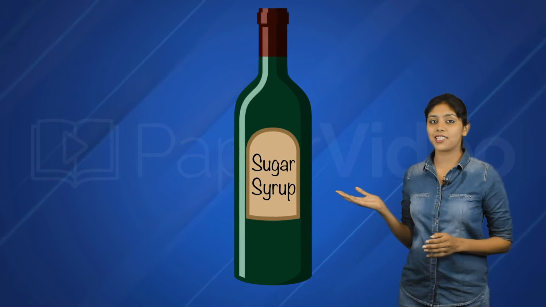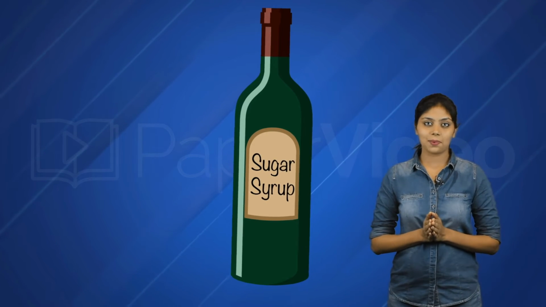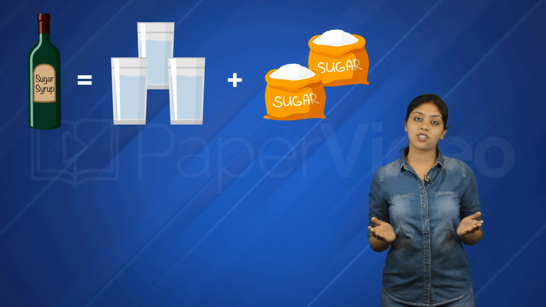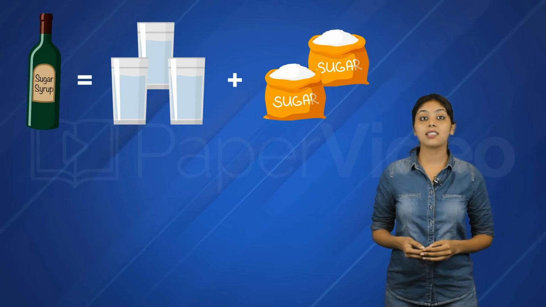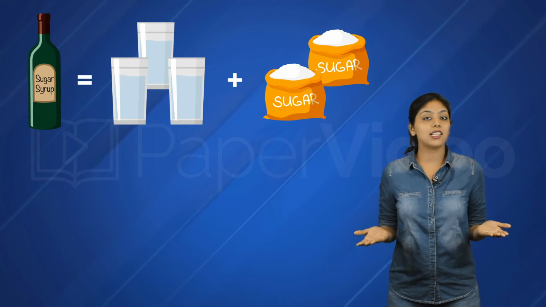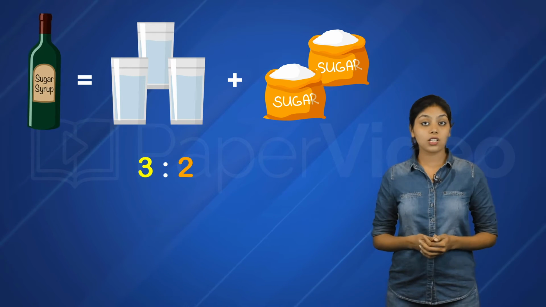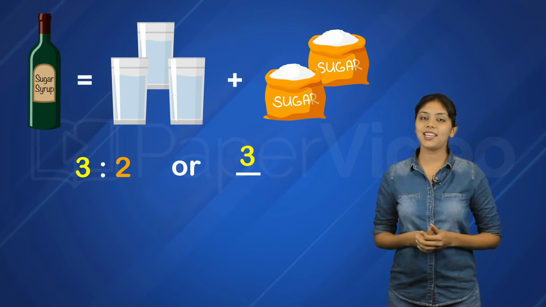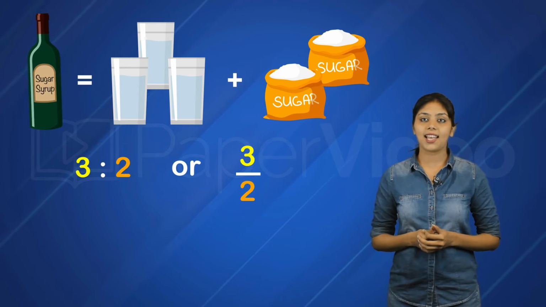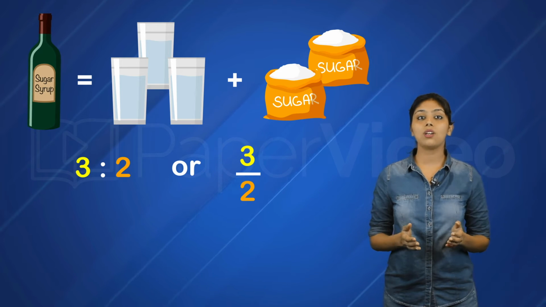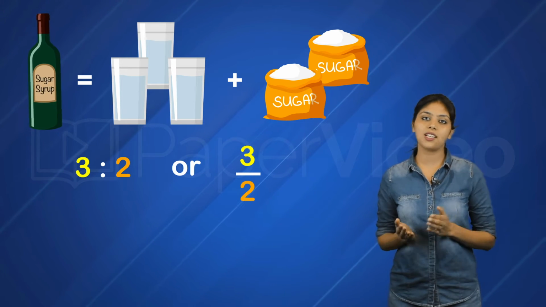What is a ratio? To understand this, let's suppose we need to make a sugar syrup. According to the recipe, the sugar syrup needs to have 3 parts of water and 2 parts of sugar. This means that the ratio of water to sugar in the sugar syrup must be 3:2. We can also write this ratio as 3:2 and it is read as 3 is to 2. Therefore, a ratio is a comparison of two similar quantities using division.